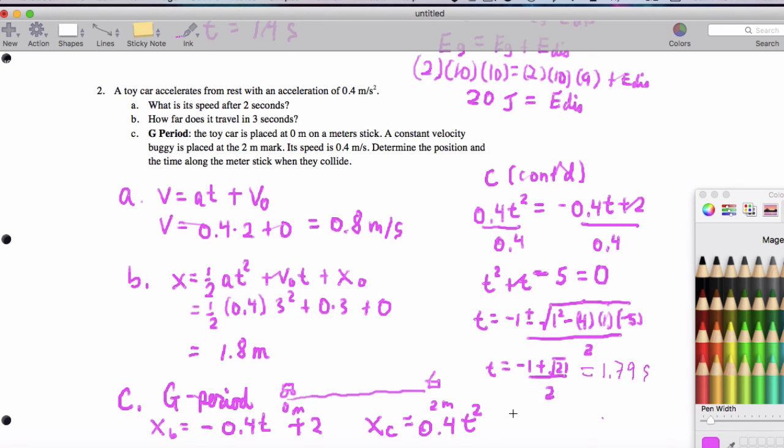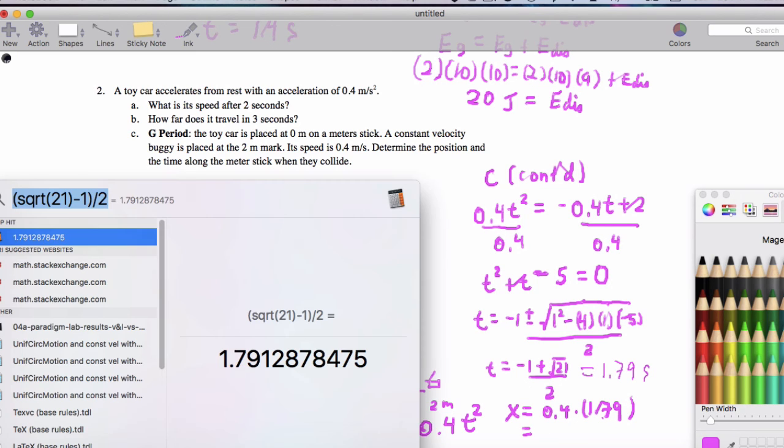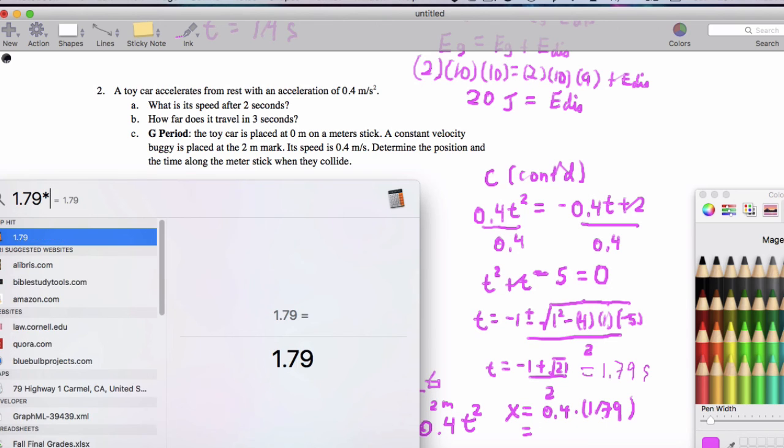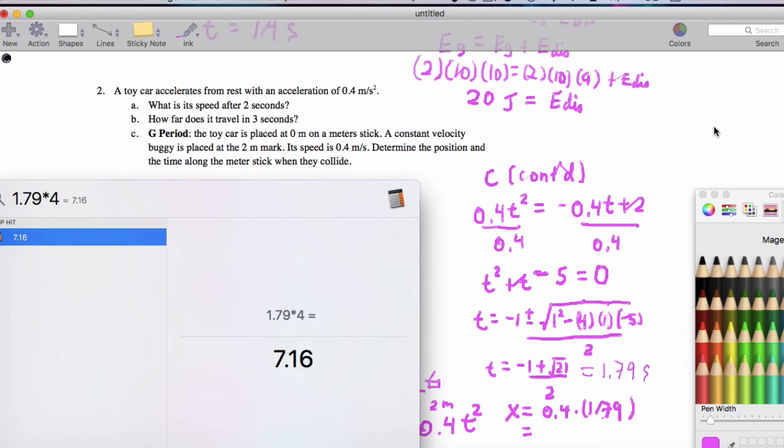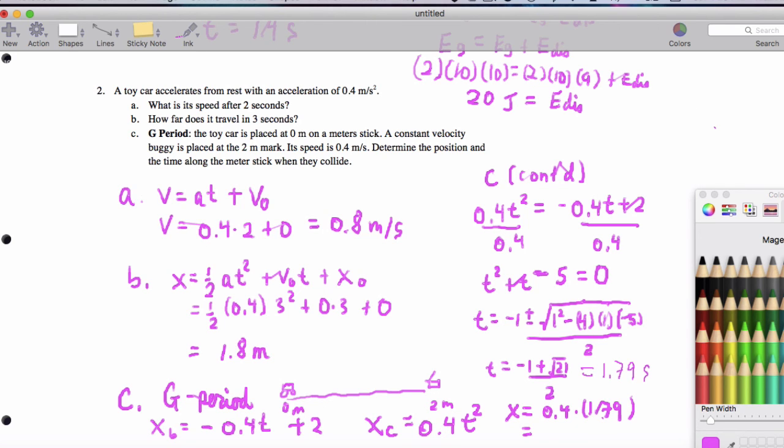And where they meet, x equals 0.4 times 1.79. That works out to 7.16 times 0.4, so 0.72 meters. Very nice. So that's page 5. We'll move on to page 6 in the next video.